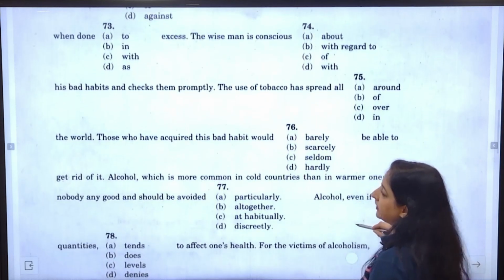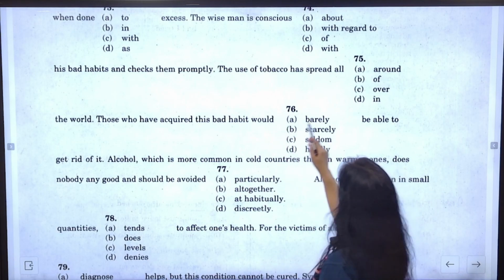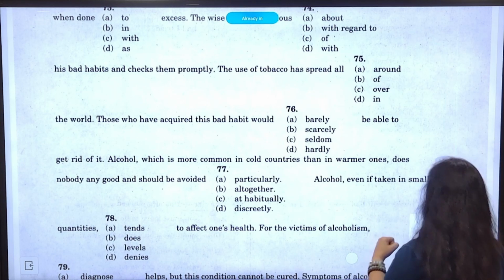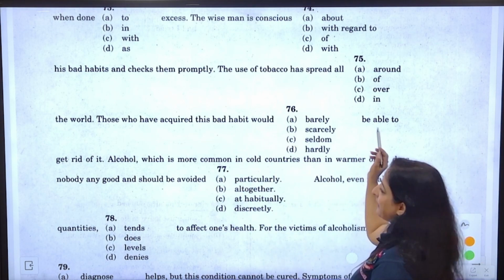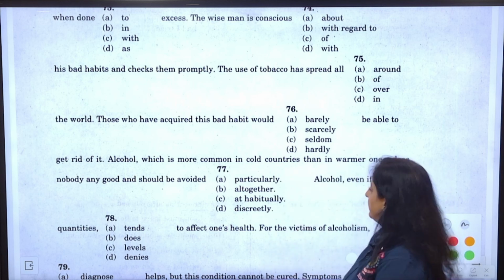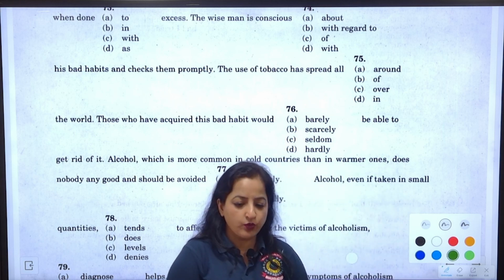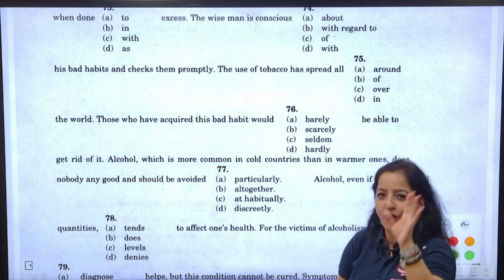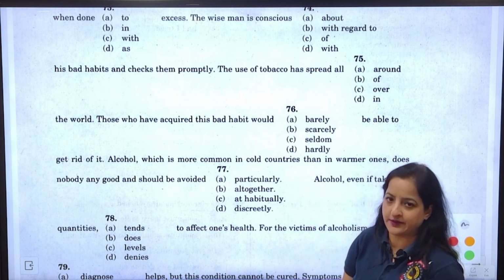Okay. Those who have acquired this bad habit, ab inko ye aadat lag gayi hai, buri aadat. Those who have acquired this bad habit would barely be able to get rid of it, would scarcely be able to get rid of it, would hardly be able to get rid of it, or would seldom be able to get rid of it. What do you think? There's an odd one out strategy over here again, if you noticed. Although they are little confusing options, I must admit.